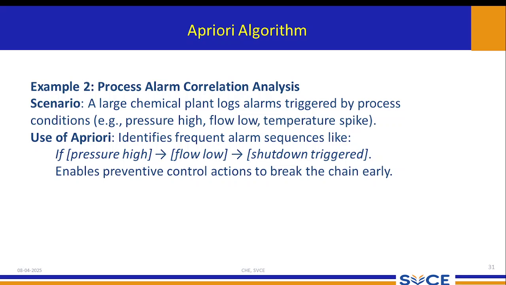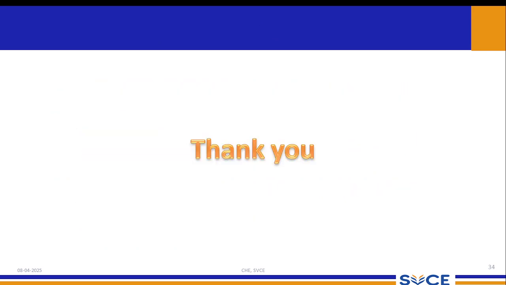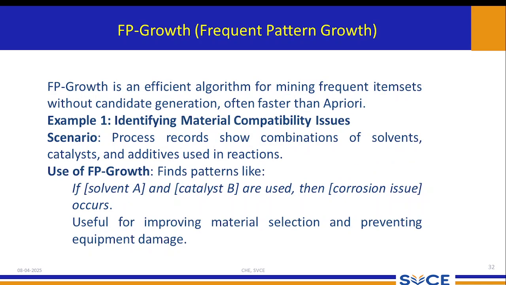So in the a priori algorithm, a large chemical plant logs alarms triggered by process conditions, like pressure high, low flow, and sudden increase in temperature high. In some cases the sudden increase in temperature may lead to product quality problems. So in that case, we can go for the a priori algorithm. And FP growth is the fourth category. Another two examples are there. With this, we can conclude today's section with the third subdivision of unsupervised learning.